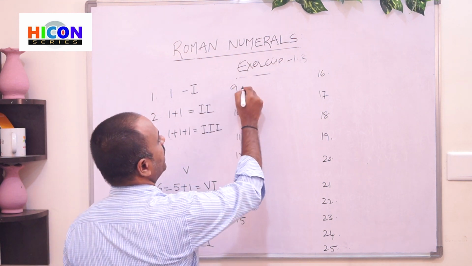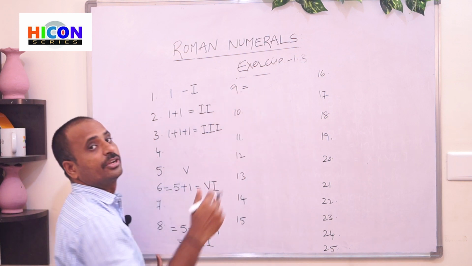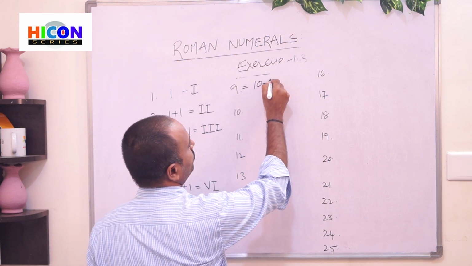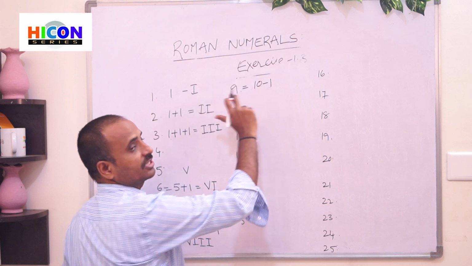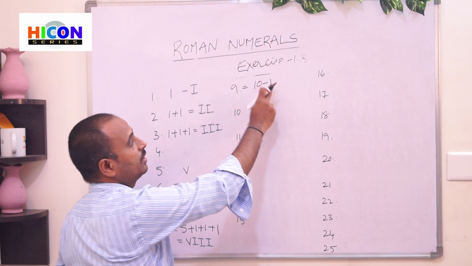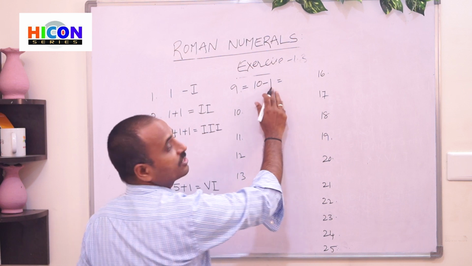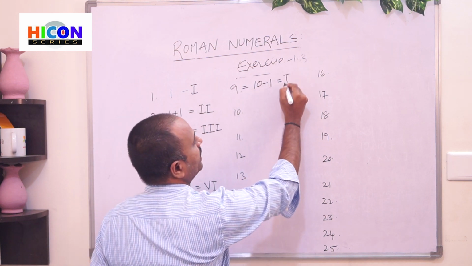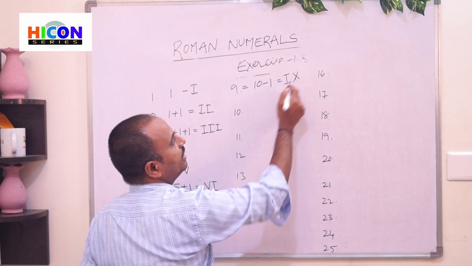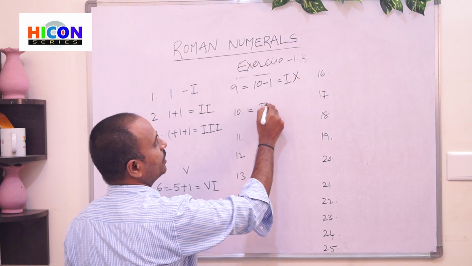In the same way, 9. There is no symbol for 9 in the Roman numeral. So that's why convert this 9 into tens and ones. That means 9 can be written as 10 minus 1. That means subtraction. Subtraction means the smaller value should be written on the left side of the bigger value. So here the smaller value is 1, that means I. And the bigger value is 10, 10 means X. So the smaller value should be written on the left side. In the same way 10, there is a symbol directly in the Roman numeral, X.